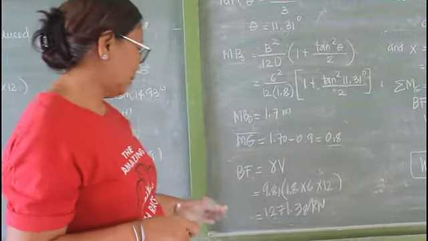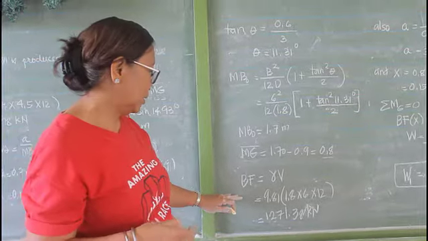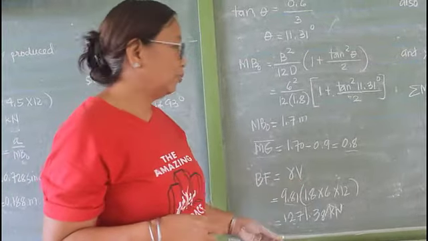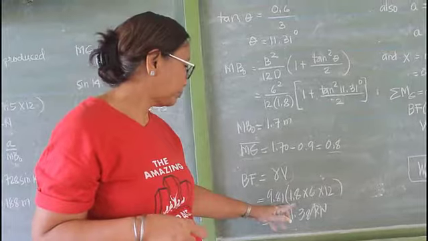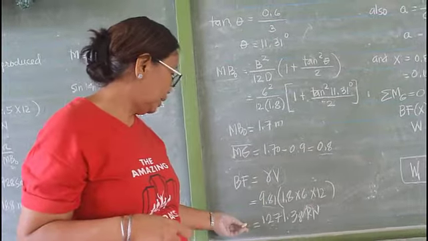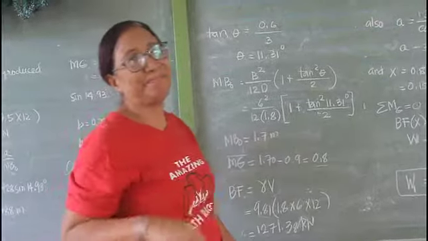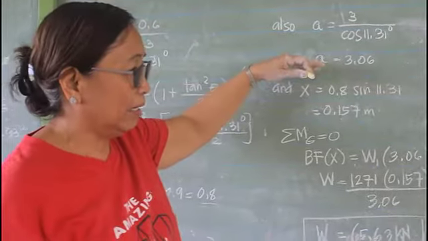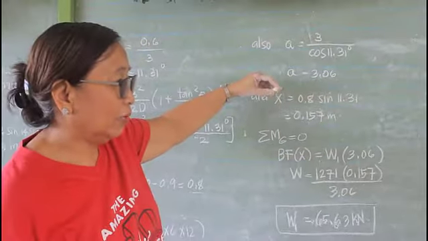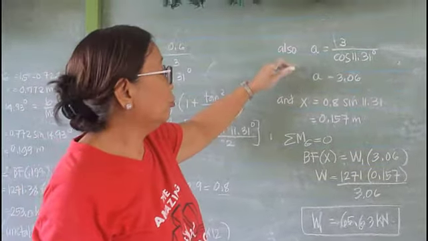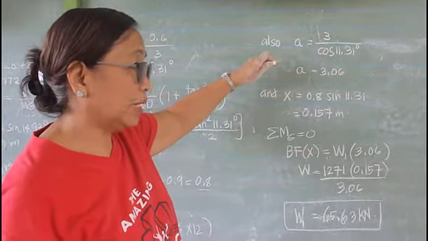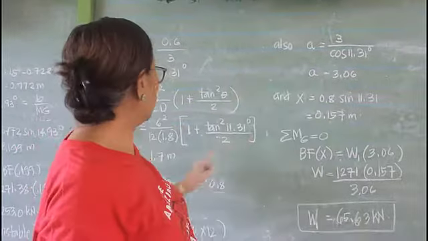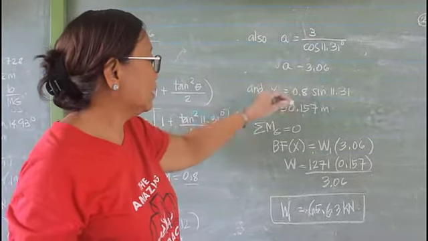Okay, 0.8 siya. Now what is the buoyant force that is produced? The unit weight of the fluid that is displaced, tubig yan, ano yung volume na nakalubog? Ano yung volume na na-displaced ng scow? 1.8 by 6 by 12, ito yung BF. Now, A is using the same displacement. Yung A natin, yun yung moment arm ng weight na na-displaced from the center of gravity. So A is equal to 3 over cosine ng angle of tilt, which is 11.31 degrees, so that is 3.06.